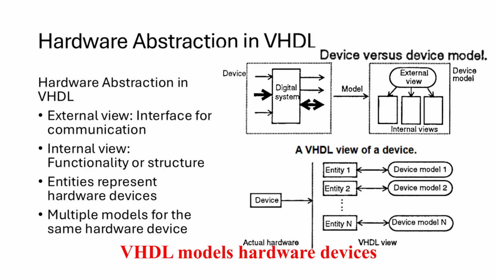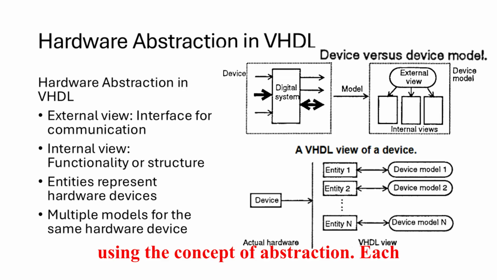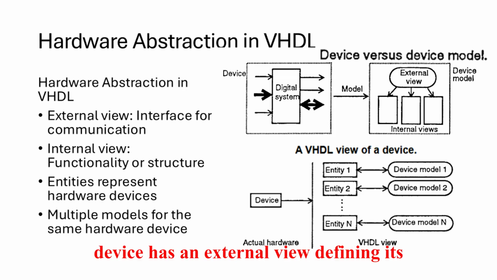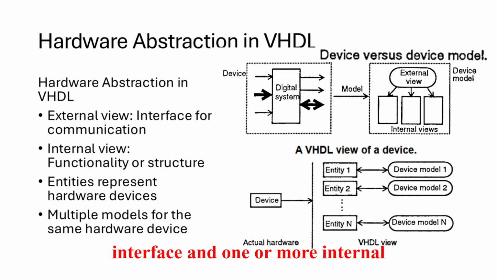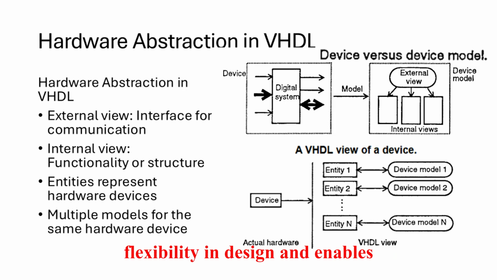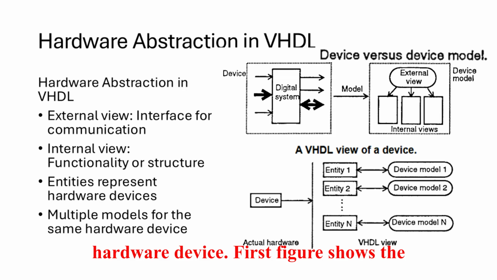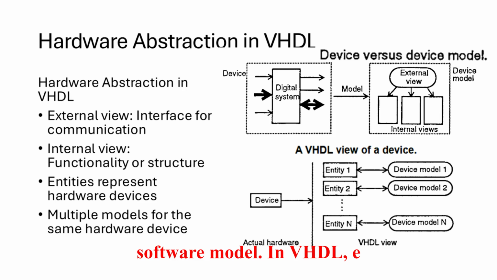VHDL models hardware devices using the concept of abstraction. Each device has an external view, defining its interface, and one or more internal views, representing its functionality or structure. This abstraction allows for flexibility in design and enables multiple representations of the same hardware device. First figure shows the hardware device and the corresponding software model.